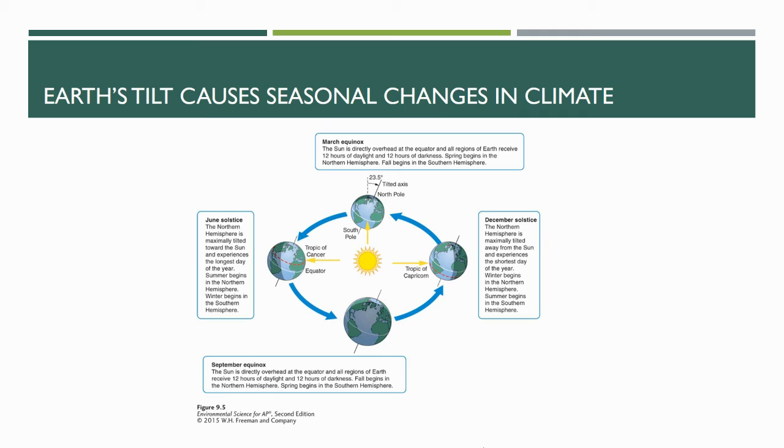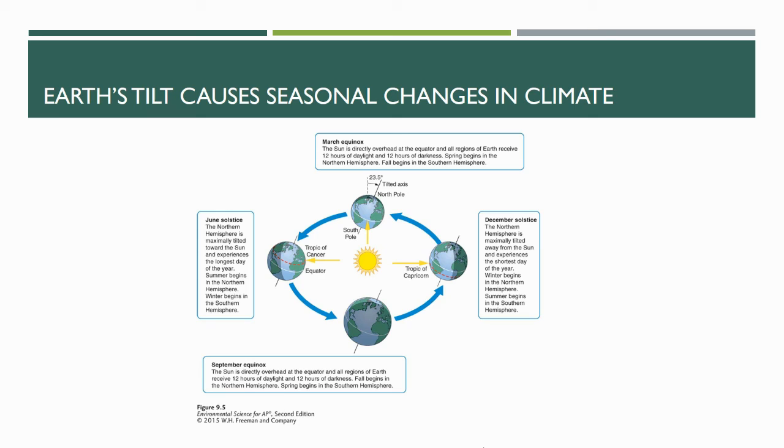Earth's tilt causes seasonal changes in climate. So we have the March equinox, December solstice, September equinox, and then the June solstice. And that will dictate what season the hemisphere is experiencing. The March equinox we generally call the spring equinox, but that is not the most appropriate term to use because it is spring for us, but it is not spring for other places.